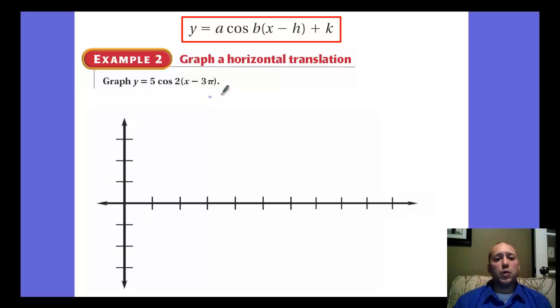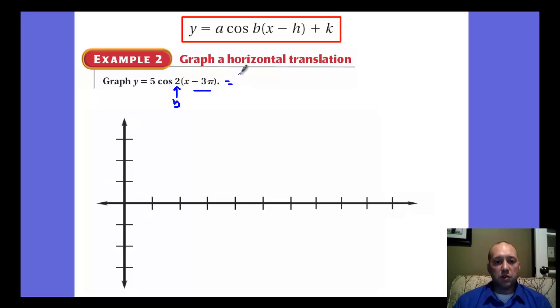So now this one here, we do not have a k value. We have the h value here that shifts it right 3 pi. Now, the question is this 2. Okay, this 2 is still our b value. What's it doing in the graph?